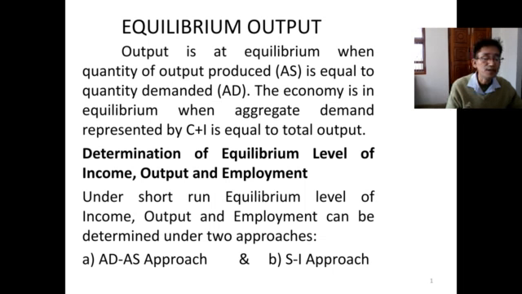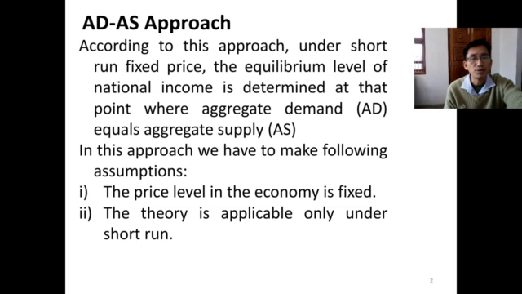Under the short run, equilibrium level of income, output and employment can be determined under two approaches. One is the ADAS approach, that is aggregate demand, aggregate supply approach, and another one is the SI approach, that is saving investment approach. First of all, we'll take up the ADAS approach. According to this approach, under the short run fixed price, the equilibrium level of national income is determined at that point where aggregate demand equals aggregate supply.